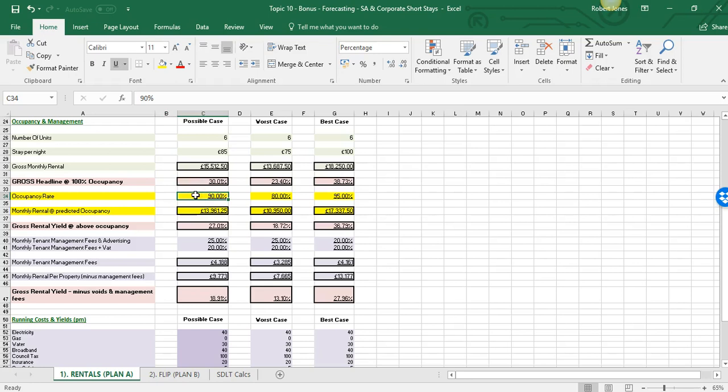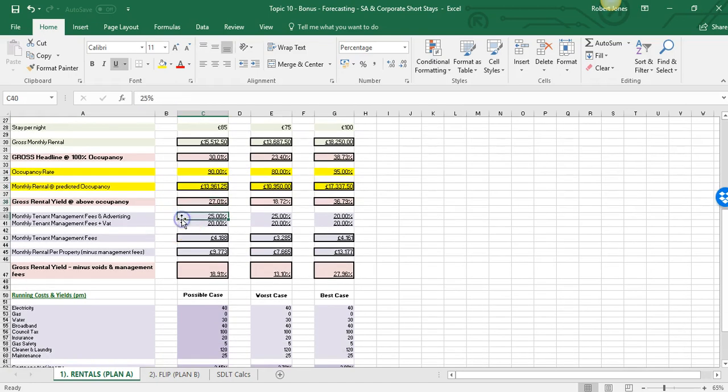So 90% occupancy rate. At a gross monthly rental income, at a 90% occupancy rate, that gives us our predicted rental income after occupancy has been taken into account, and our predicted rental yield after occupancy is taken into account. Management fees. This is assuming that we're using a managing agent. Most managing agents, what we've typically found for serviced accommodation is about 25% cost to manage these projects. Obviously that's higher than buy-to-let and higher than HMOs because there's more work involved, it's more active as a service, and it's more specialised as a service. So you need particular agents that are going to be able to manage these projects for you.